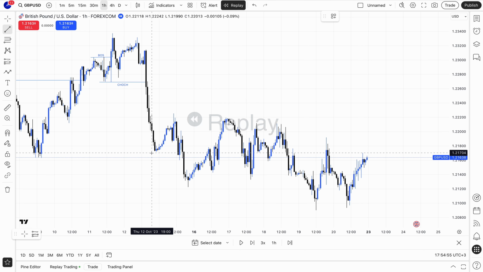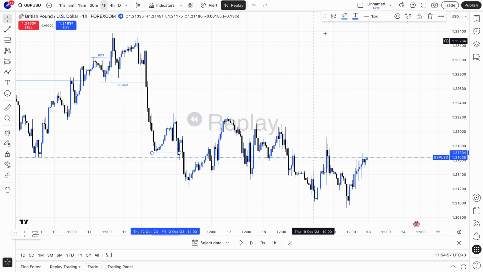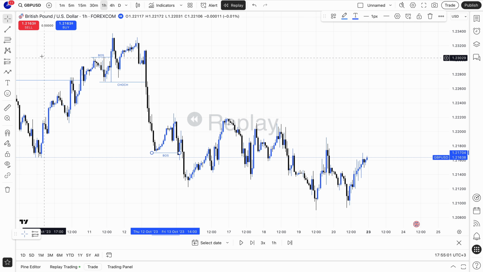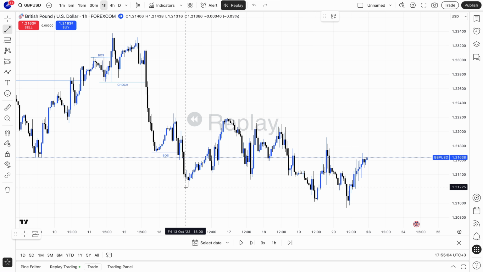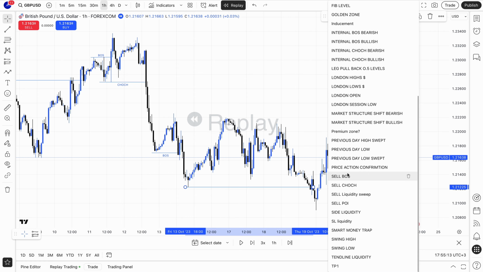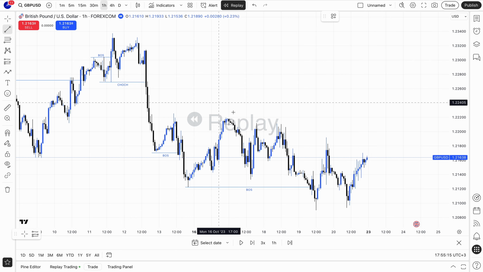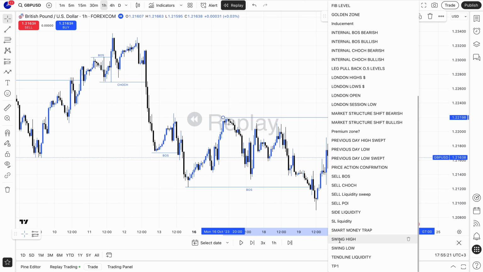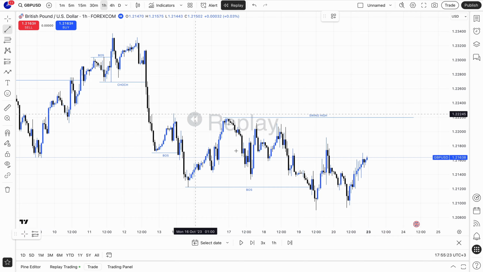And then you had our break of structure to the downside continuation. Then you had our break of structure to the upside. Now our external trading range is from this swing high to this swing low.